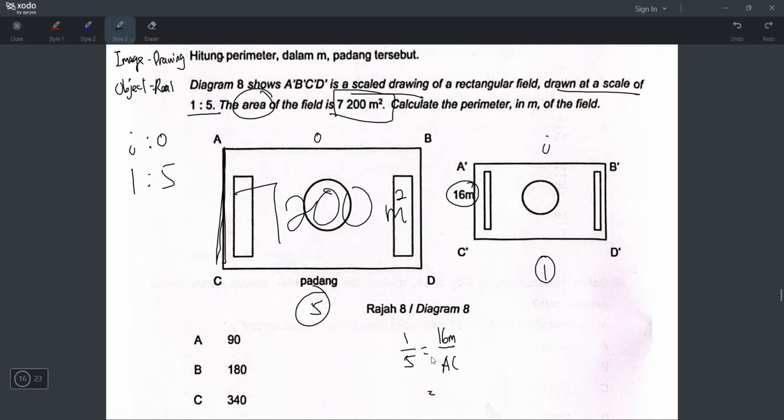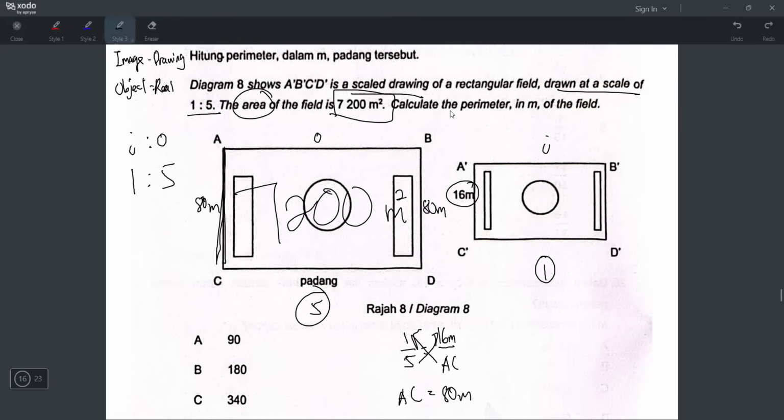And you can find it, just cross multiply. AC times 1 is AC, 5 times 16 is 90 meter. In other words, wait, is it 90? 5 times 16 is, okay, 80. So sorry, careless mistake. This one is 80. And the AC is 80 meter here, right? That means here also is 80 meter.